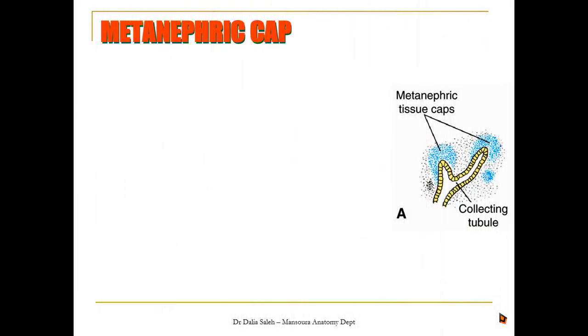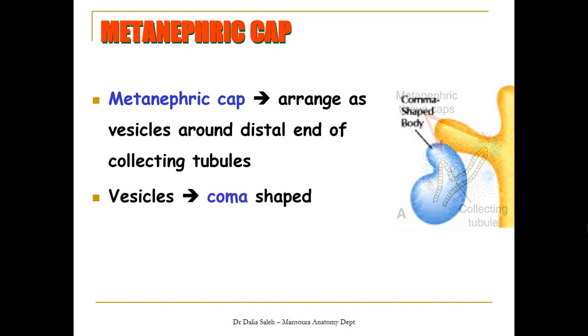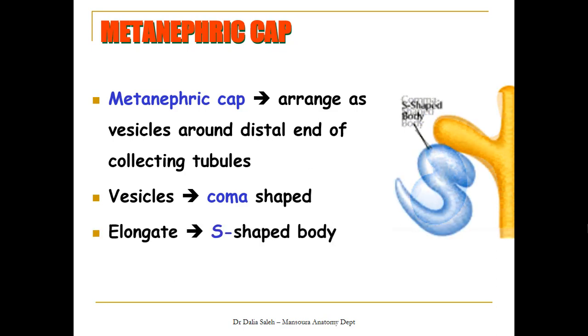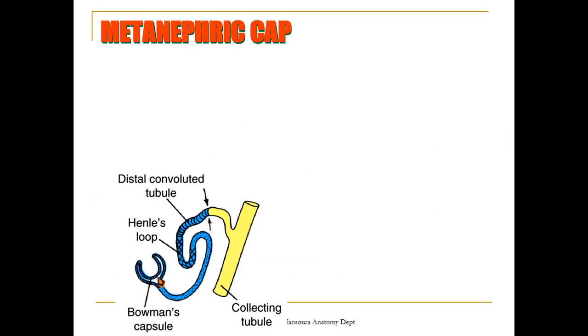The mesodermal cells at the metanephric cap will be stimulated by the ureteric bud, and the cells there will arrange as vesicles around the distal end of the collecting tubules. Remember that the collecting tubules arise from the ureteric bud. These vesicles will form comma-shaped structures. With further development, they will elongate and form S-shaped bodies. Then they will get a lumen to form small tubules.